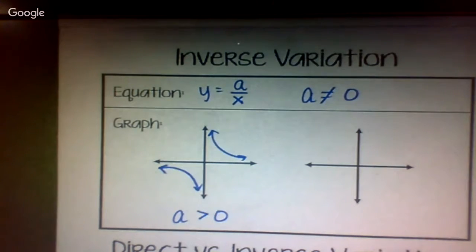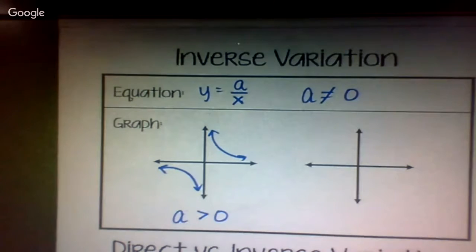You can't divide by 0. 10 Commandments of Math, your first one. I don't know if you've ever seen my 10 Commandments of Math up here. The first one, thou shalt not divide by 0, ever. You can't do it. That's why your graph will never, ever touch your y-axis. Because your x value can never be 0 in the bottom here.